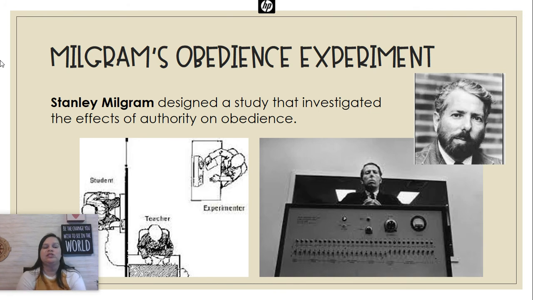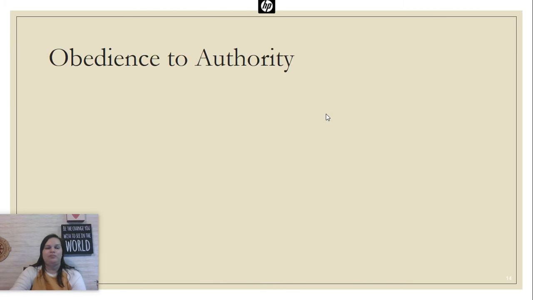Stanley Milgram designed a study that investigated the effects of authority on obedience. This was following the atrocities of the Holocaust and World War II, and he wanted to know why so many people, particularly the German soldiers, were willing to comply with orders to follow through with the killing of Jewish people in the different camps. Why were these people willing to kill and hurt people, even though they might not have otherwise done that? So, in this experiment, let me go to my next slide.